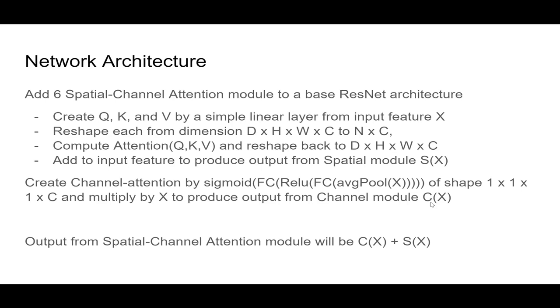So these channel attentions are created by these equations. The output from the whole spatial channel module is the sum of C of X plus S of X. As I said, this module is added 6 times in different locations in the ResNet architecture.